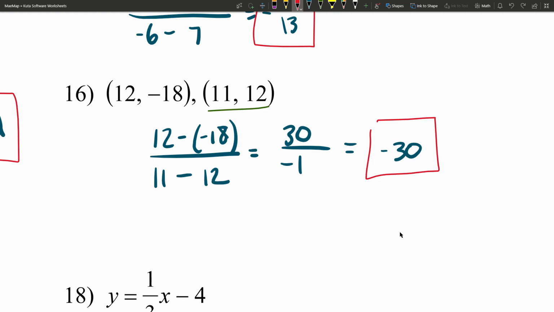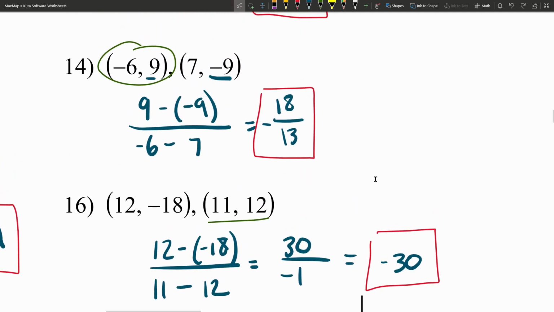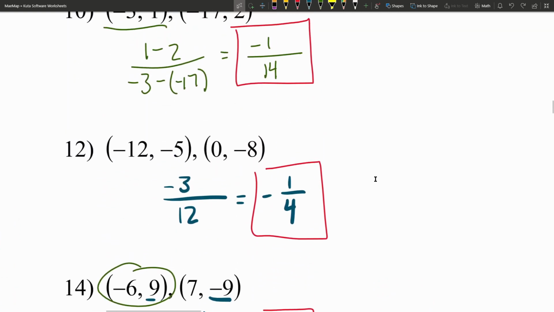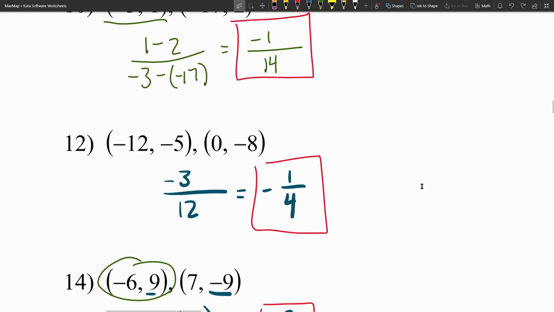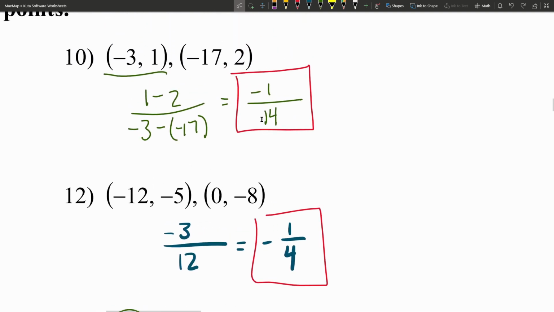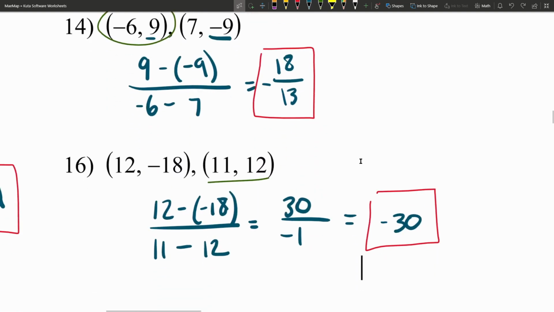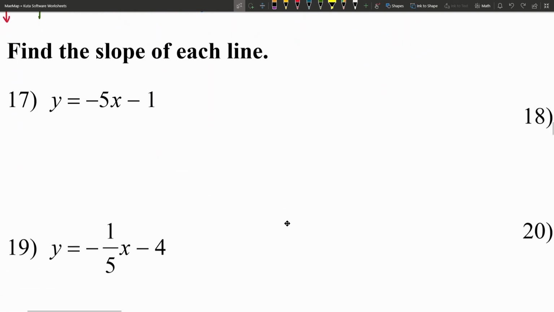A good piece of advice whenever you're doing these problems is just to visualize what it is, or at least understand what you're solving for. Because that negative 30 slope is a lot more steep going downwards than if we were to scroll up and look at that number 12, that slope of negative 1/4. Those are dramatically different slopes. Or even that negative 1/14, which is even smaller. Let's move on to number 17.